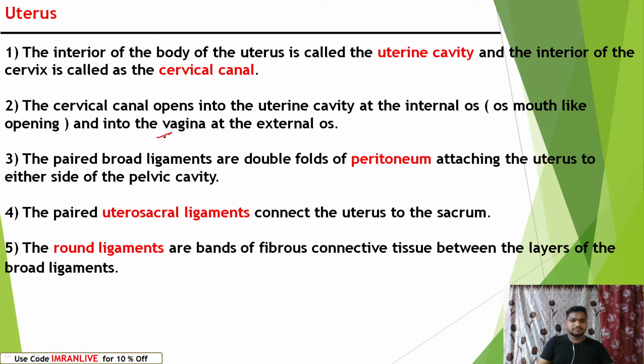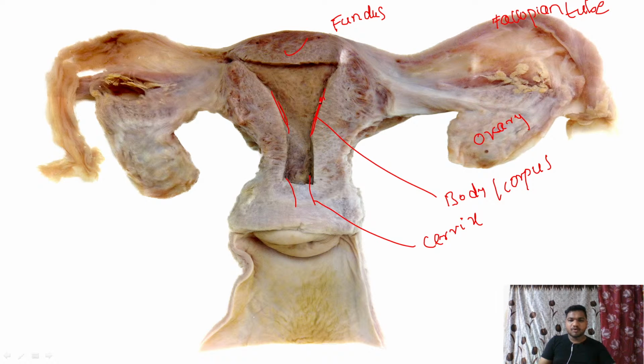The interior of the body, that is the corpus, is called the uterine cavity, and the interior of the cervix is called the cervical canal. As I have just shown in this diagram, this is the body with the internal cavity, and this is the cervical canal. The cervical canal is also called the birth canal.